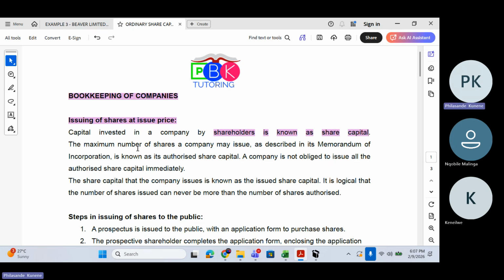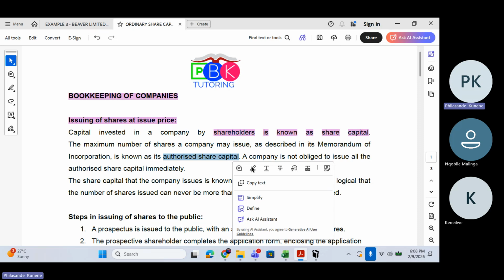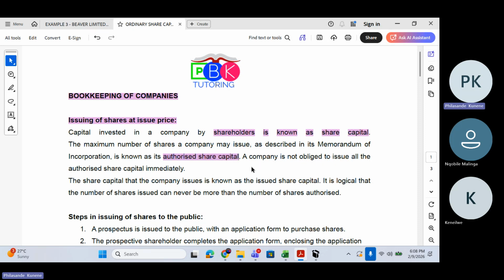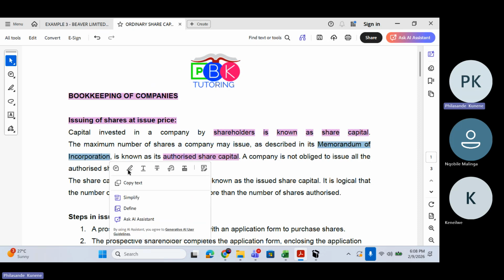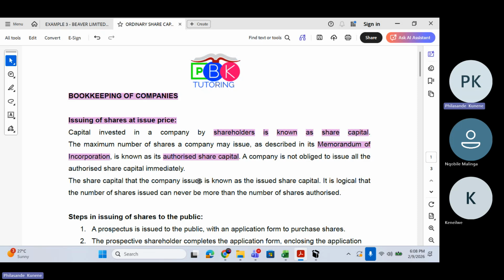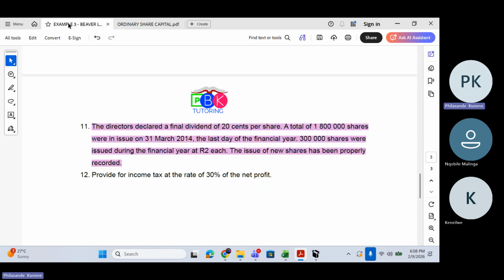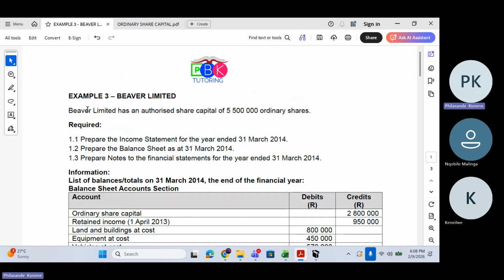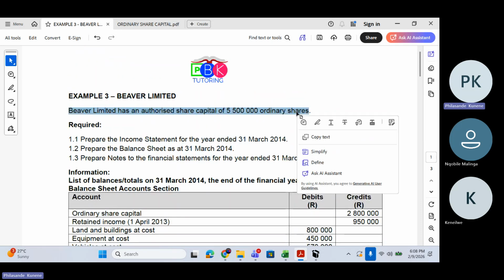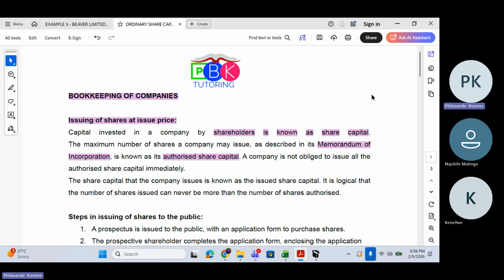And then they're saying here, the maximum number of shares a company may issue as described in its memorandum of incorporation is known as authorized share capital. We spoke about that before. This is stated in the memorandum of incorporation, which says how many shares the company is allowed to issue. As you can see in this question, they told us that Beaver Limited has an authorized share capital of 5,500,000 ordinary shares. Beaver Limited is not allowed to issue more than 5.5 million shares. They are only authorized to issue 5,500,000 shares.